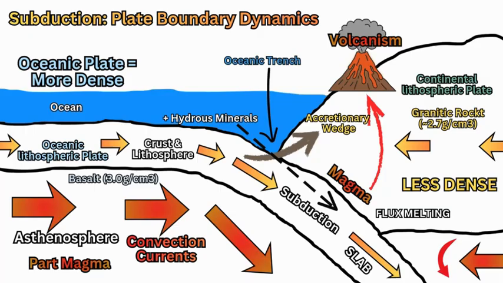So we have certain features that are associated with subduction and subduction zones along these convergent plate boundaries, especially when you have oceanic plates colliding and subducting. So you have the ocean trench, you have the convection currents, you have flux melting, and you have parts of the subducting slab and the continental plate actually melting due to these hydrous minerals that will allow magma to be formed and rise to the surface, creating volcanic activity.